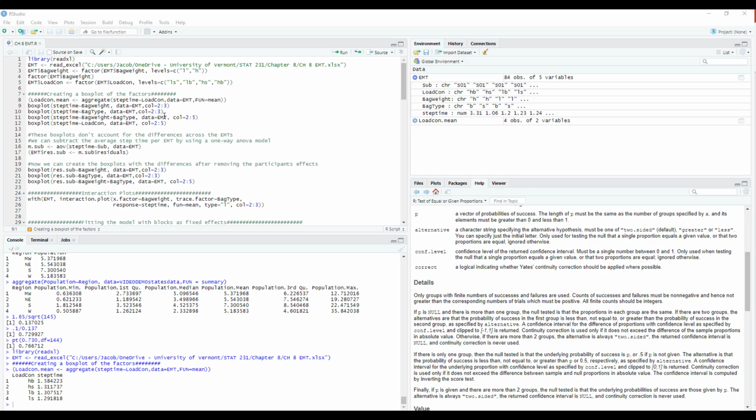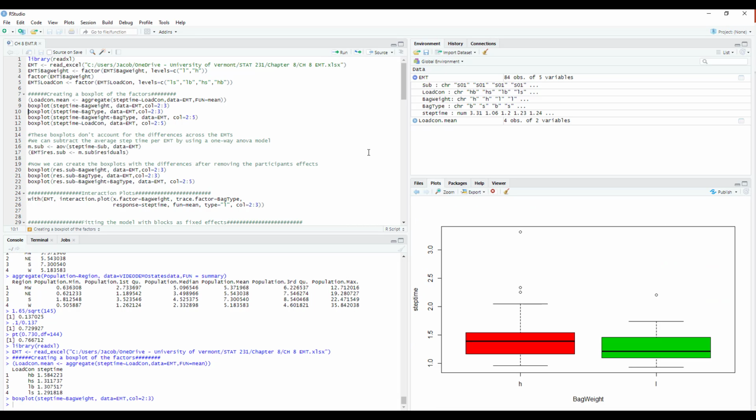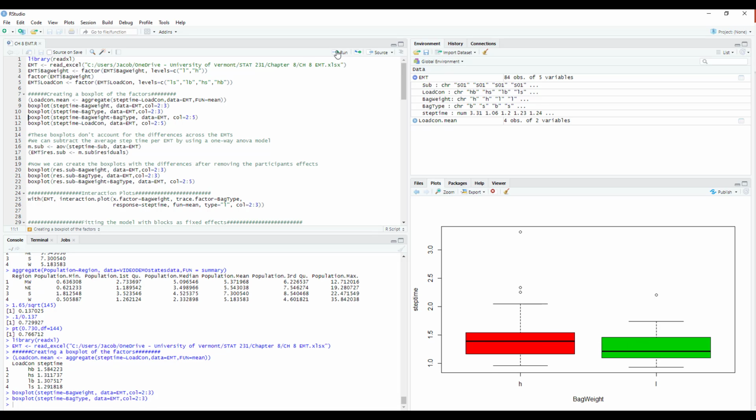If we want to look at it visually, we can look at different sets of box plots. So we can look at step time by bag weight. And it's kind of hard to tell because we have these outliers at the top and a single outlier up here. But overall, bag weights on average don't appear to be that different. Do the same thing with bag type. Overall, they appear to be pretty similar.